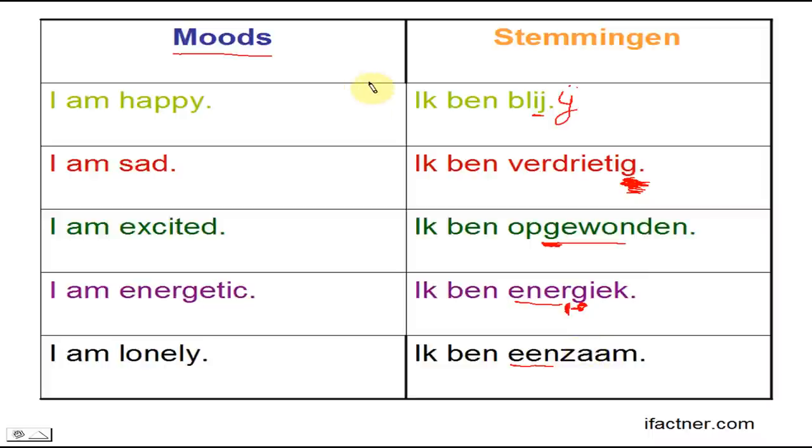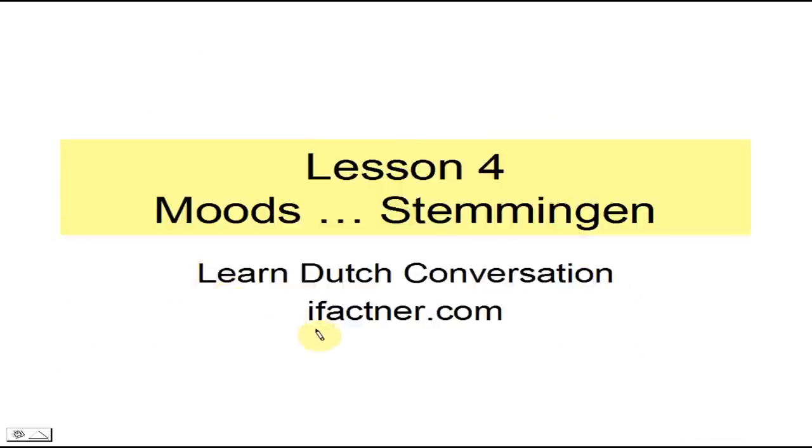So guys and girls, let's repeat the phrases in Dutch one more time. Stemmingen. Ik ben blij. Ik ben verdrietig. Verdrietig. Ik ben opgewonden. Ik ben energiek. Energiek. Ik ben eenzaam.